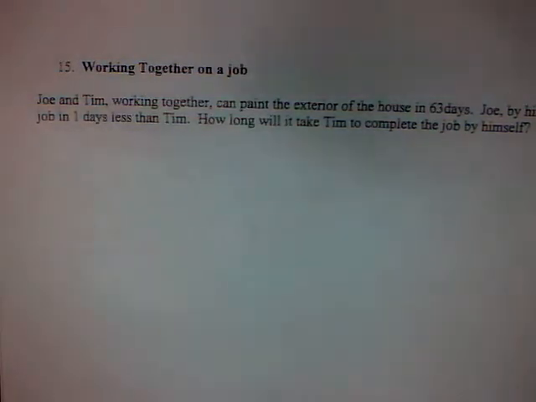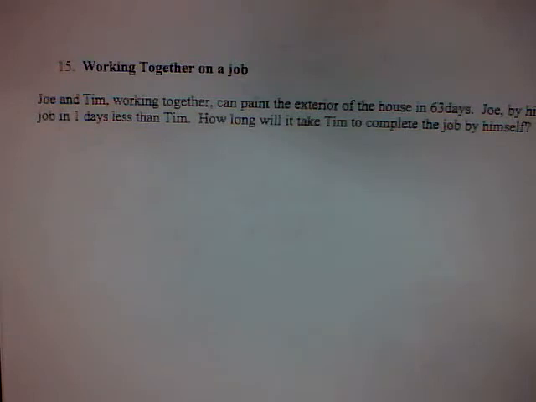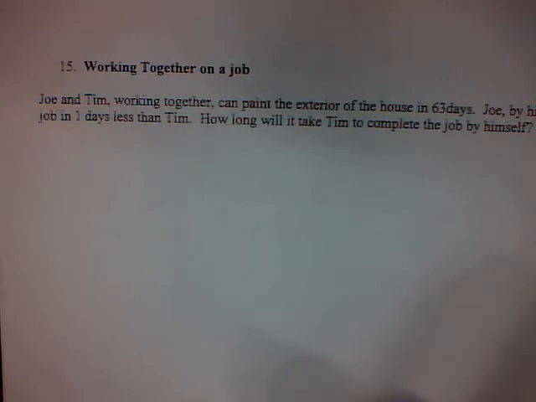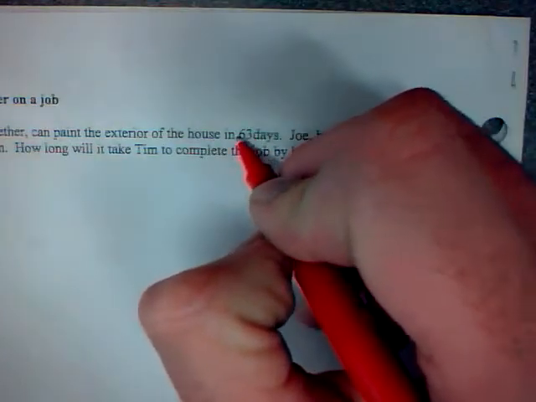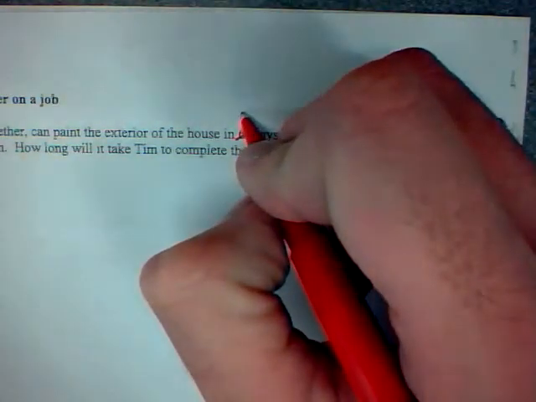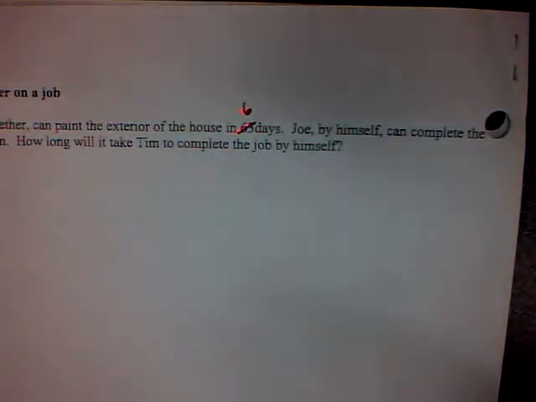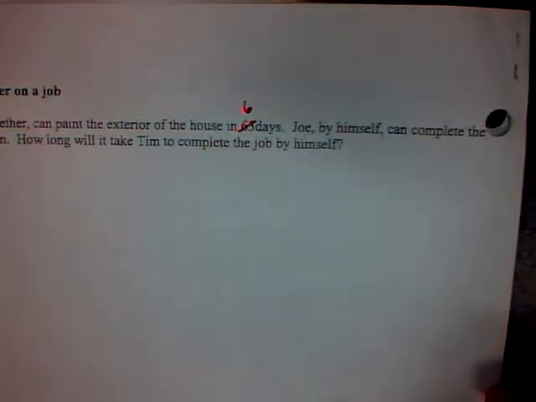Okay, in the working together problem, you're going to have two individuals working independently to complete a job and then together to complete the job. We're going to try to figure out how long it takes them to do the work. On number 15 here, we're actually going to change this. 63 days should have actually been a 6 here.